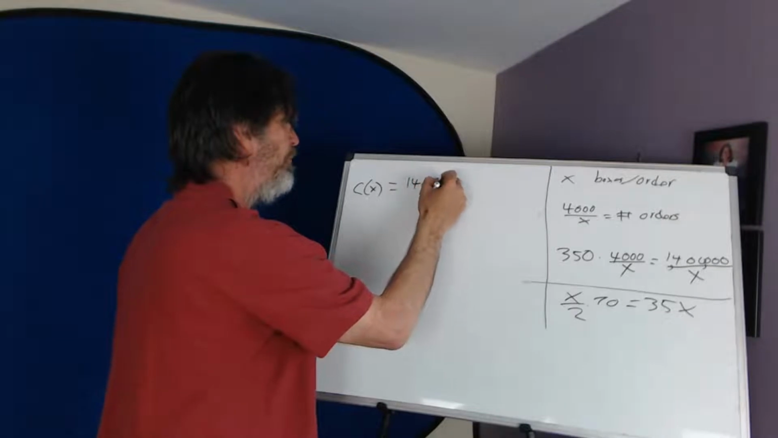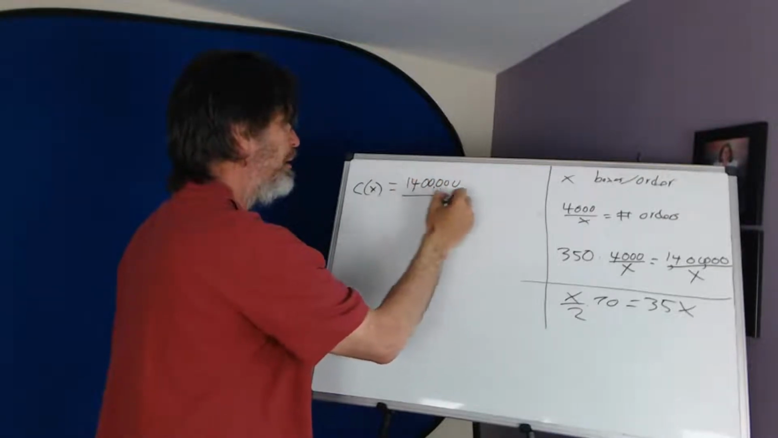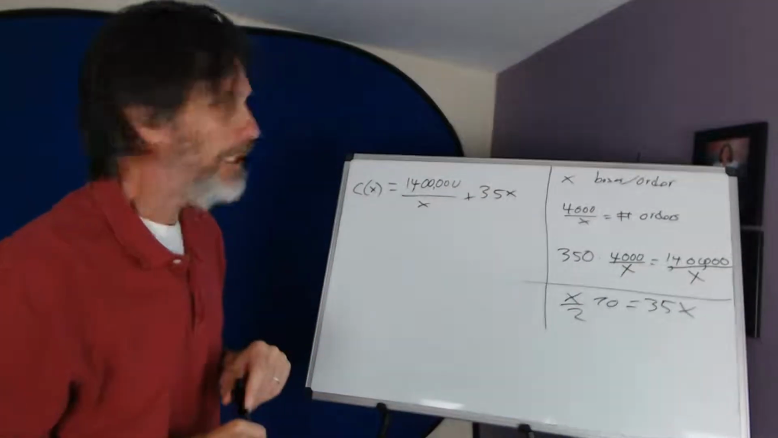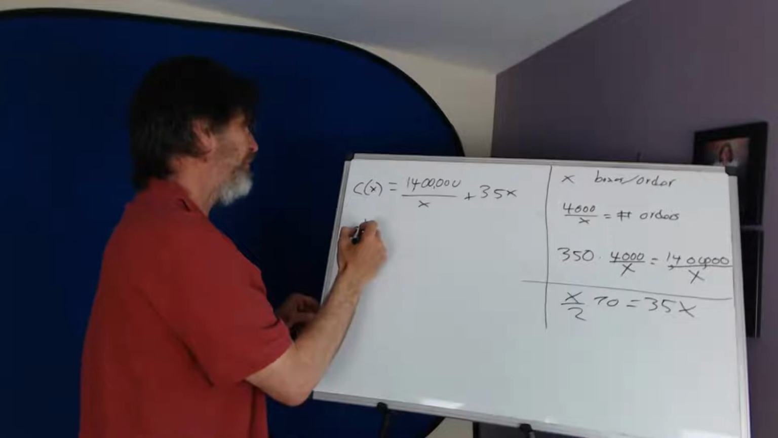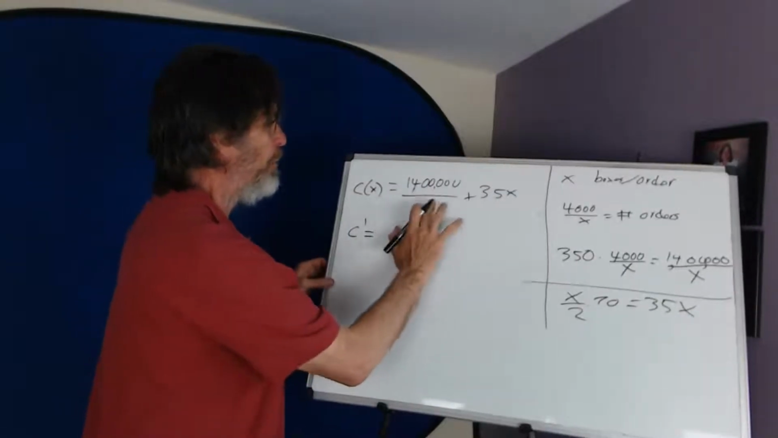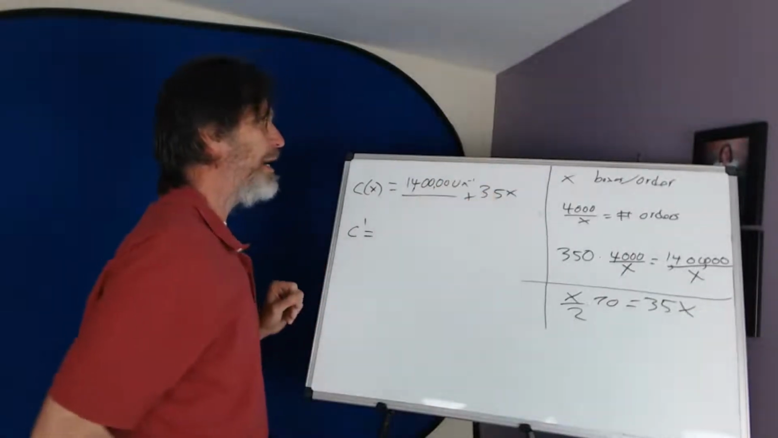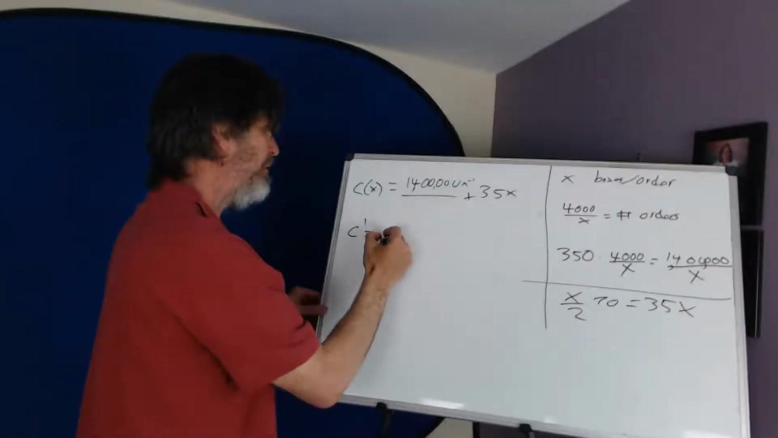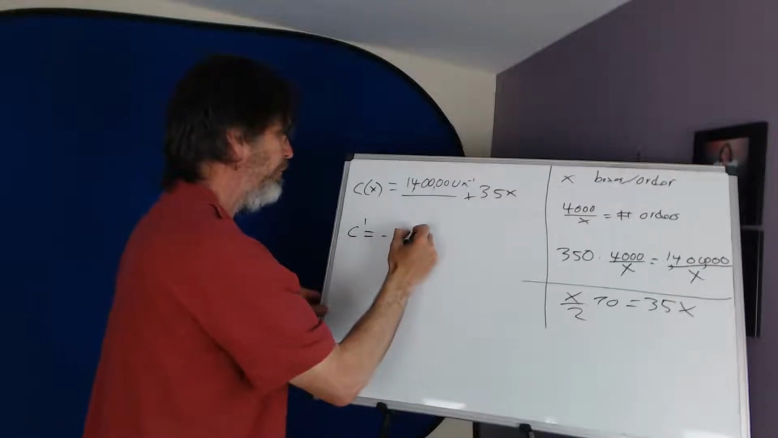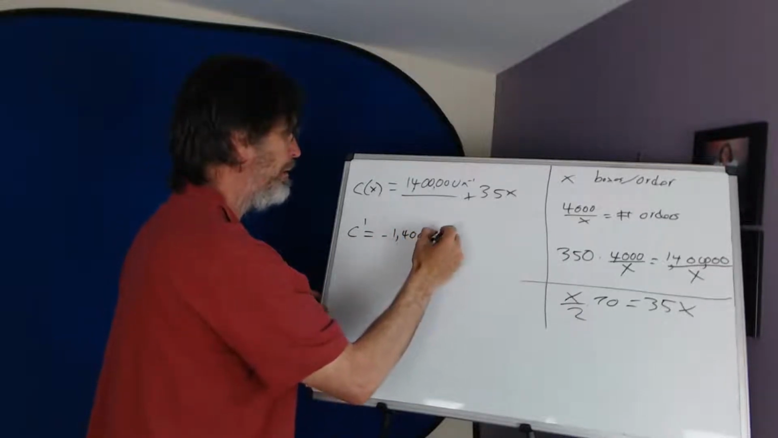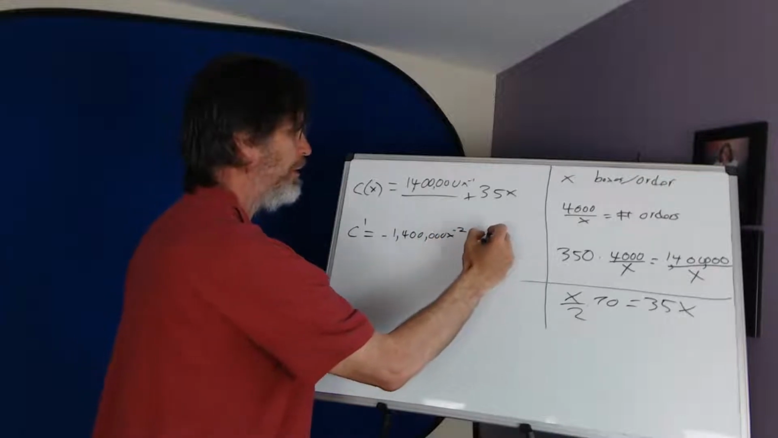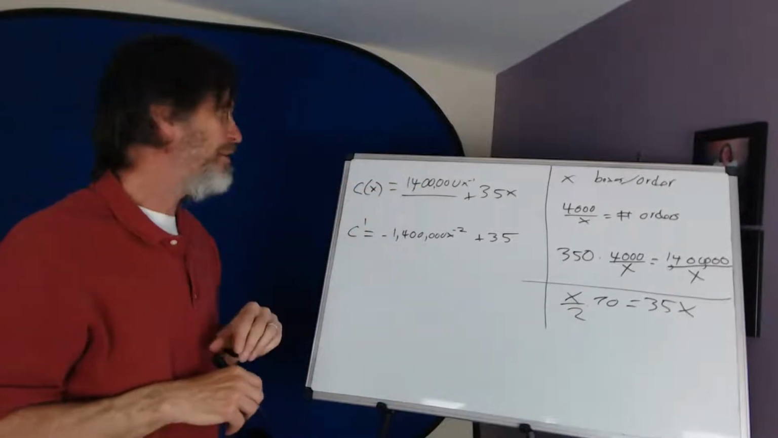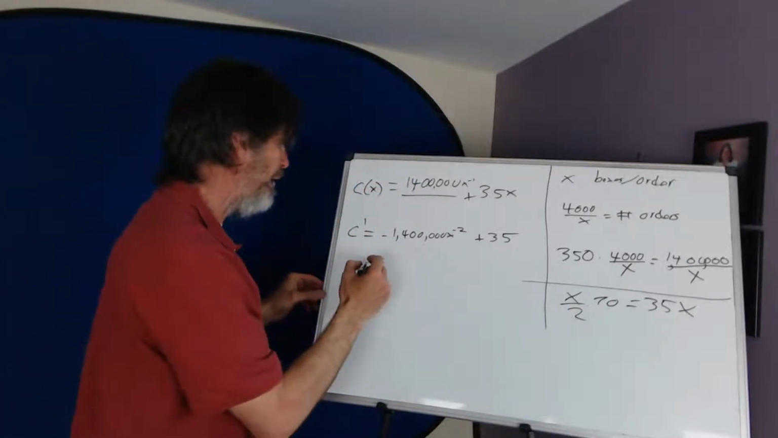So we have 1,400,000 over X plus 35X. Okay? Find the first derivative. Well, I could have rewritten this if I chose as X to the minus 1 to make the calculus easier, and I'm going to do that. So taking the derivative: negative 1,400,000 X to the minus 2 plus 35. Negative exponents are handy in calculus, but they're not that easy to work with algebraically.